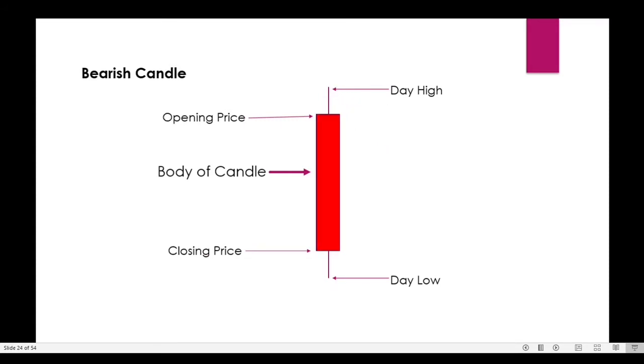Now let's take a look at a bearish candle. Just like a bullish candle, the top wick represents the high of the day. The wick at the bottom of the candle represents the low of the day. But on the bearish candle, the body is the opposite. So the opening price is at the top of the candle, and as the price lowers throughout the day, it closes near the bottom or the base of the candle. So the bearish candle opens at the top of the candle and closes at the base of the candle.